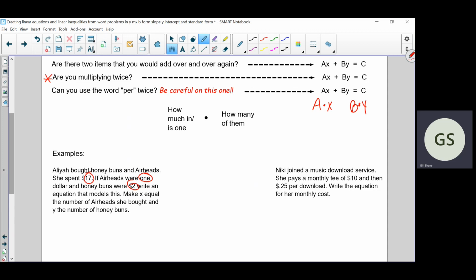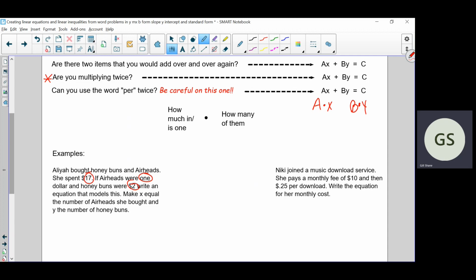So, Airheads, they are $1 each. Am I starting with 1 and that's all? No, I'm going to use 1 over and over again every time I buy an Airhead, so that's not an initial number. 2, that's how much a honey bun is. Again, I'm not starting with 2 and ending with 2. I'm going to maybe every time I buy a honey bun, I'm going to use 2. So there is no initial number. Let's say I'm still not sure if there's an initial number. Let me think about the other rule that I like. Am I multiplying twice?